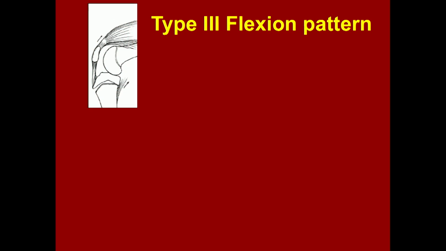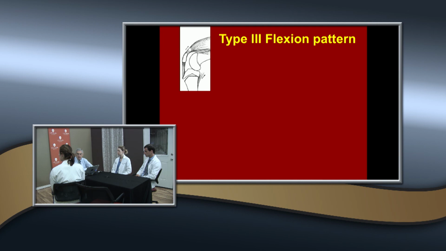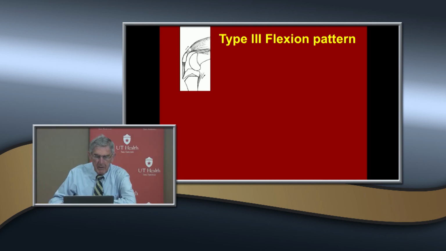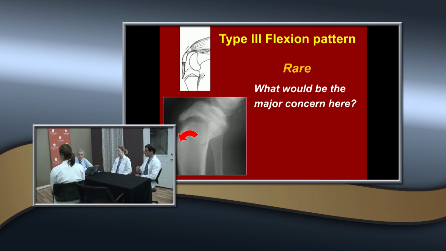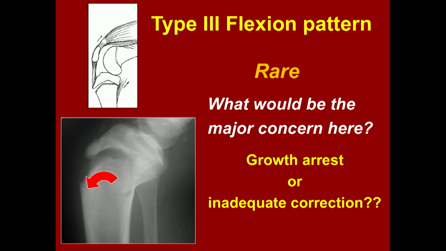Now, this is a flexion injury, and usually in the adolescent, if you have an acute flexion injury, what kind of fracture pattern do you have? What fails? The tibial tubercle? That's exactly right. But occasionally the whole physis will fail, and you get this flexion injury. So it's rare. What's your major concern here? The anterior compartment? Yeah, the anterior compartment, or you get growth arrest or inadequate correction.